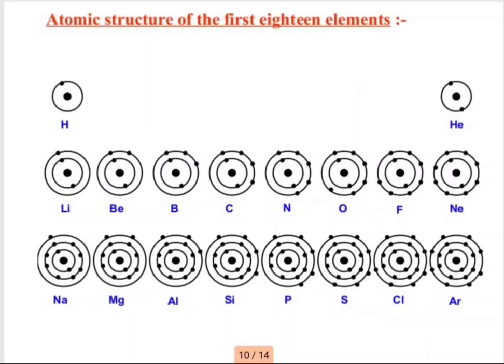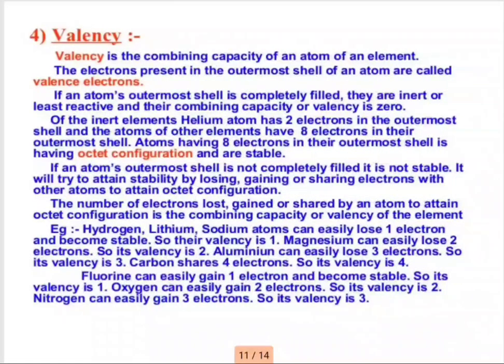Okay, and remember, fluorine can easily gain 1 electron to become stable, so its valency is 1. Oxygen can easily gain 2 electrons, so its valency is 2. Okay, you can listen and figure out. Nitrogen can easily gain 3 electrons, so its valency is 3.